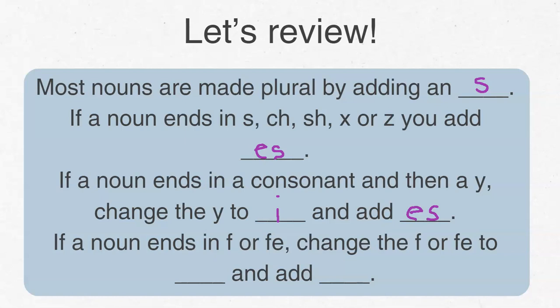If a noun ends in F or FE, change the F or FE to what, and then add what? Pause the video and think about it. If a noun ends in F or FE, we're going to change that F or FE to a V, that's step number 1. Then we're going to add the suffix ES to make those nouns plural.